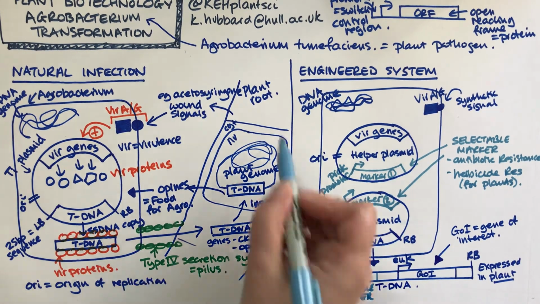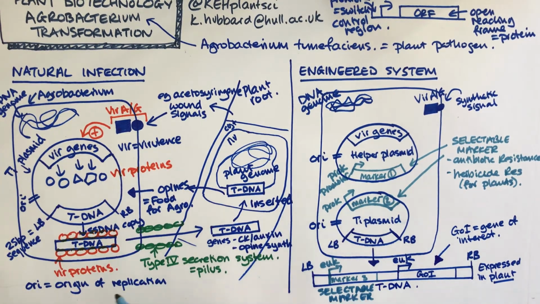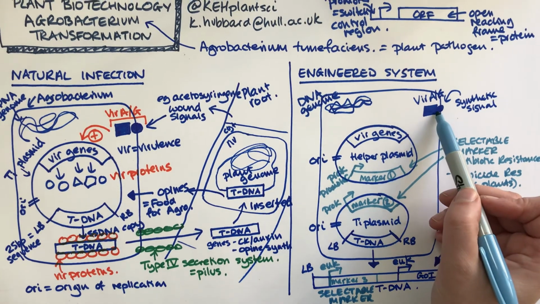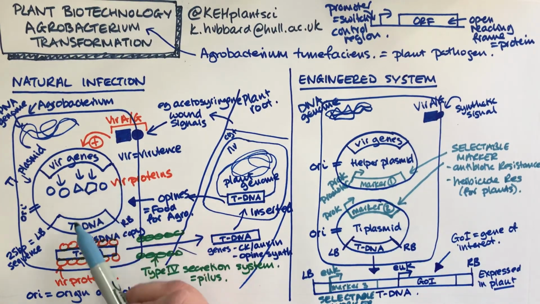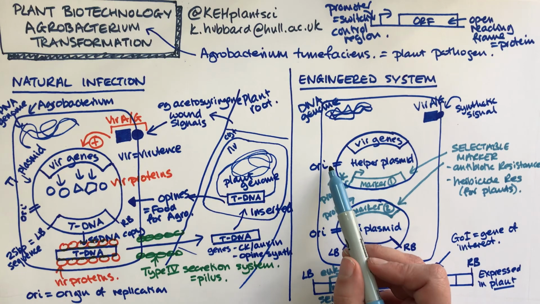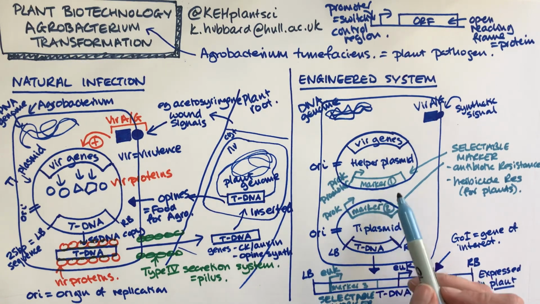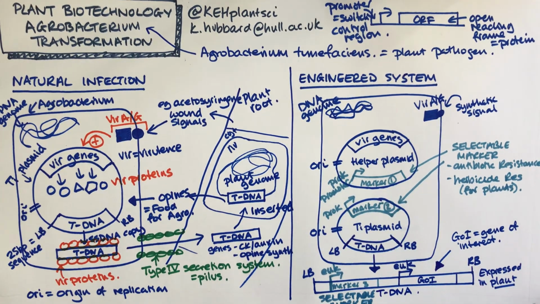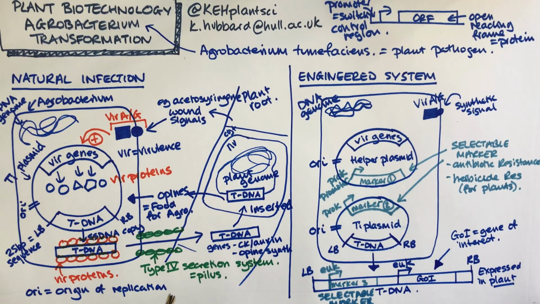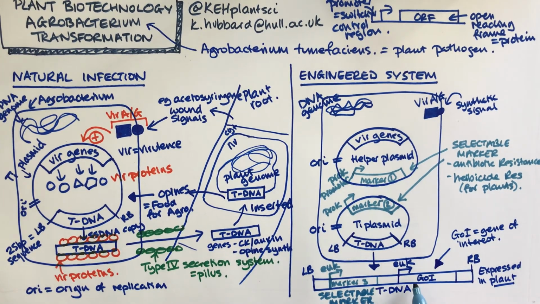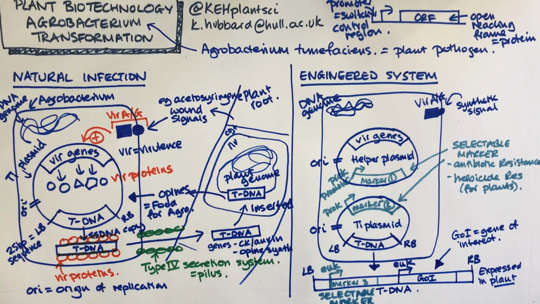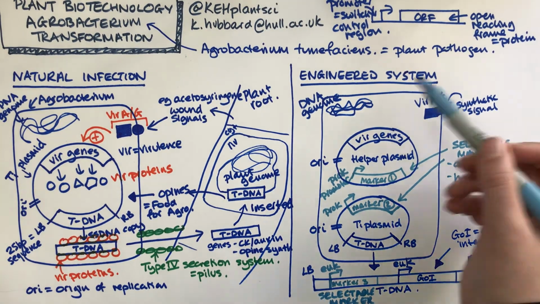Okay, so we've taken this natural infection system, we've kept the bits that work, we kept VirA and VirG, we kept the Vir genes, we kept the origin of replication, we've put in some selectable markers to make our lives easier so we can see which cells have got the plasmids, which ones have got the constructs, and then we've replaced the opine genes with our gene of interest that we can then stick into the plant genome. So that is how Agrobacterium transformation works, and this, as I say, was a really, really powerful technique.